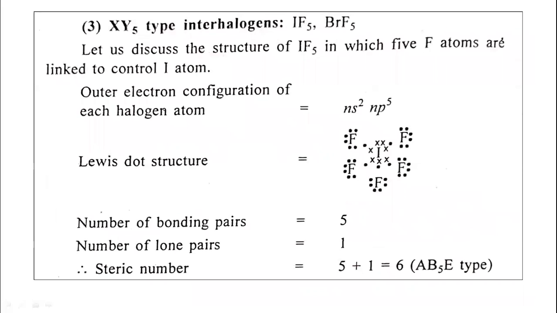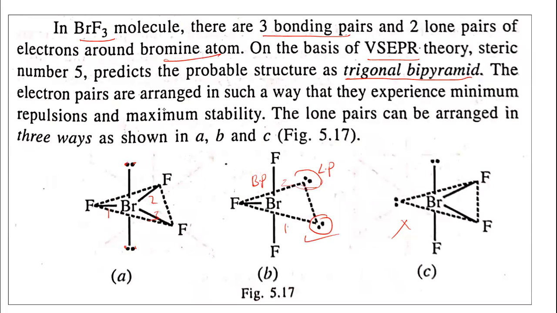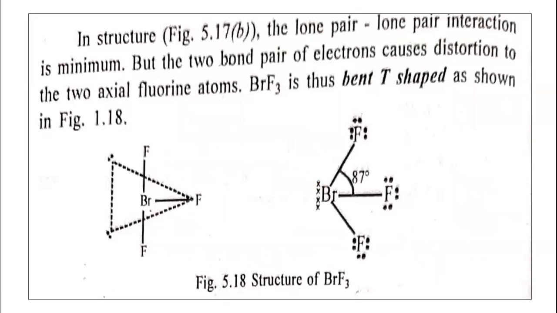Causes distortion to the axial fluorine atoms. So you can see here the axial fluorine atom causes distortion. It is shifted on this side, due to the repulsion from this lone pair, it moves away. Originally this bond angle between bromine and fluorine is 90 degrees, but this bond angle gets reduced from 90 degrees to 86.5 degrees.